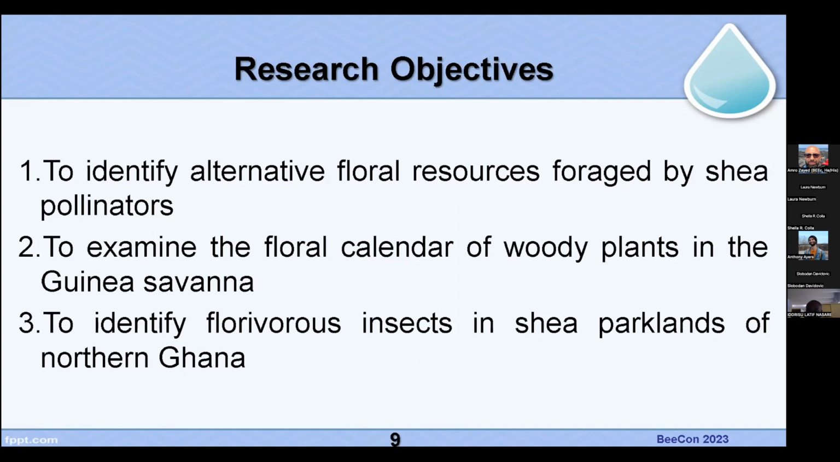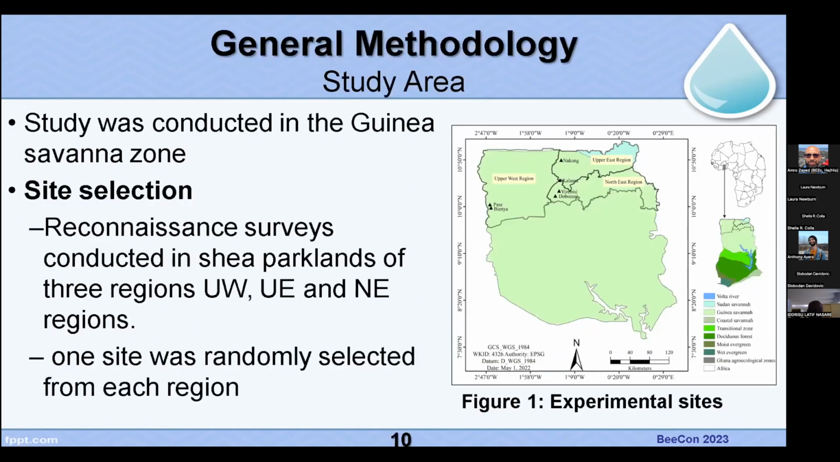So this work was done in 3 regions across the Guinea Savannah zone of Ghana. And this zone is a savanna area that records a unimodal rainfall pattern. Vegetation is dominated by grasses interspersed with woody perennials.